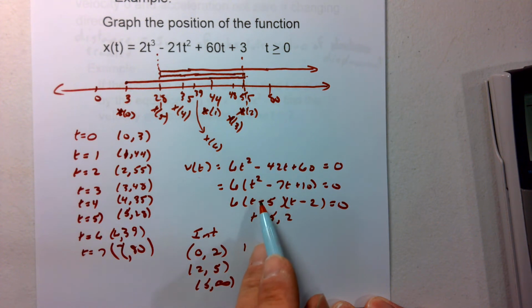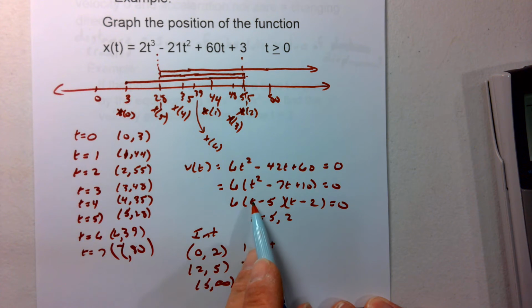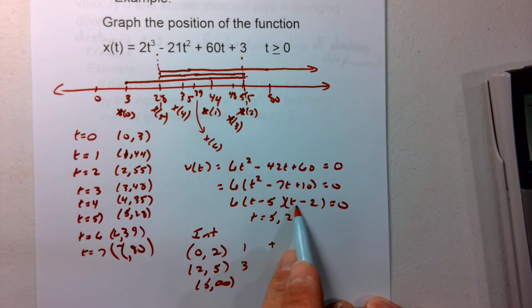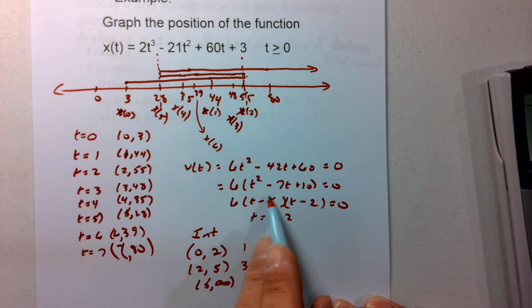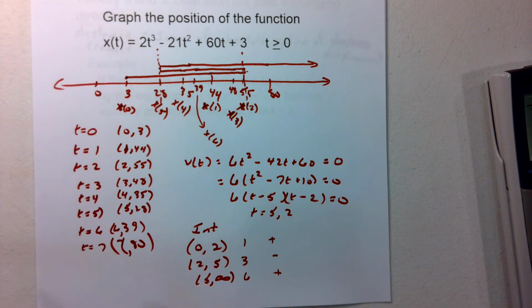So 1 minus 5 gives us negative 4, 1 minus 2 gives you negative 1. So that would give me a positive value. Between 2 and 5, we'll say 3, here I would get a negative value, and here I get a positive value. So multiplying a negative times a positive gives me a negative value. And between 5 and infinity, maybe plug in 6, I get a positive times a positive, I get a positive. So notice the velocities on the interval from 0 to 2 are positive.